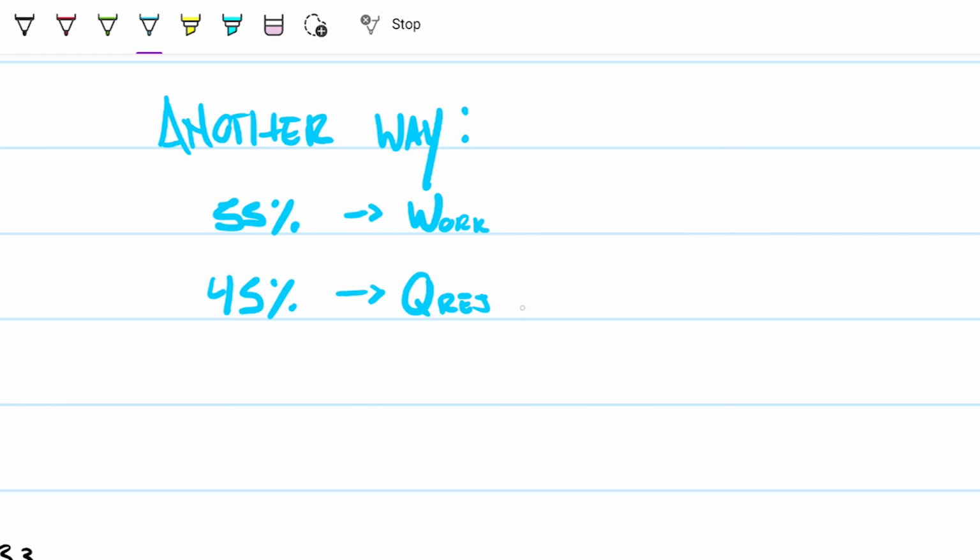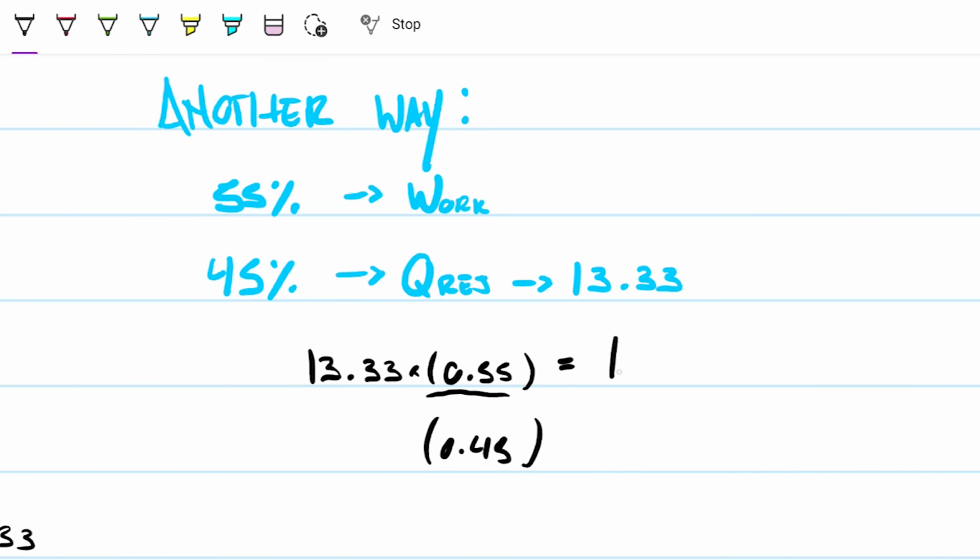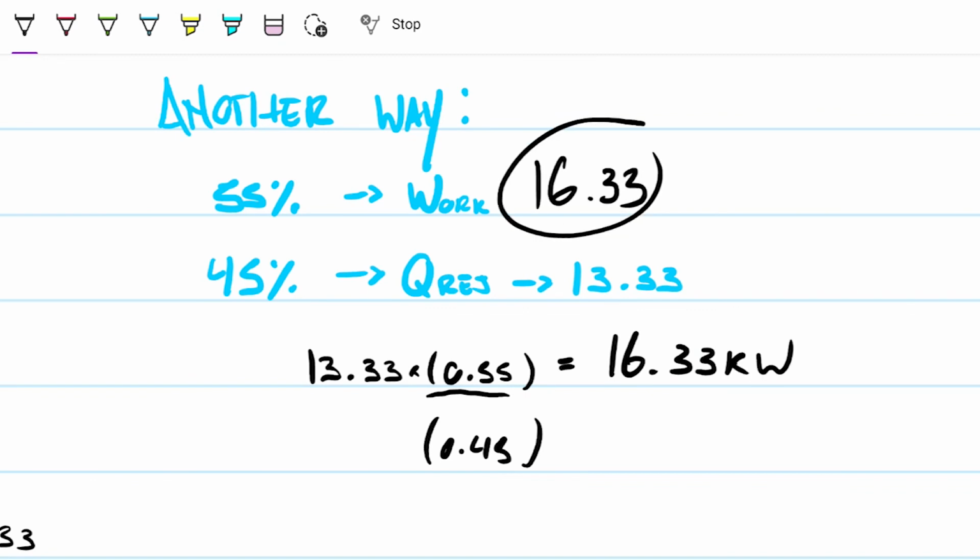Okay, if that's the case, note that we have a little proportion here. I can say if 45% is 13.33, then what is the work? Well, you just need to do the 55% of that, right? So really simply, it's just the 13.33 times the 0.55 divided by the 0.45. And that obviously outputs the same number we had before. Okay, so this is 16.33. So this is another way to do it.